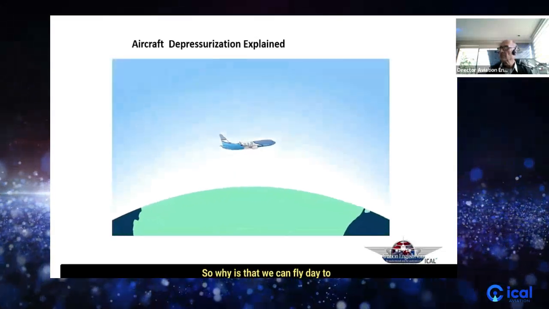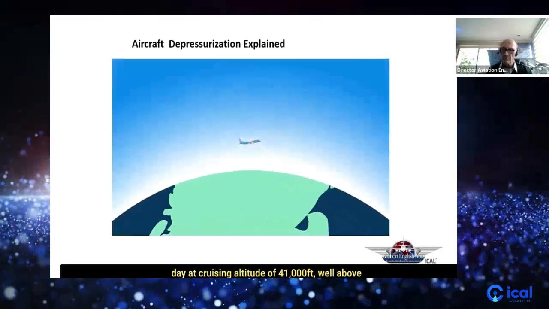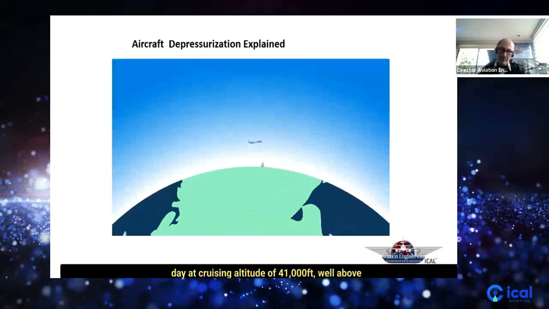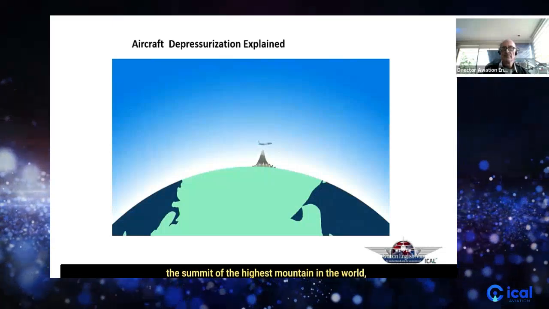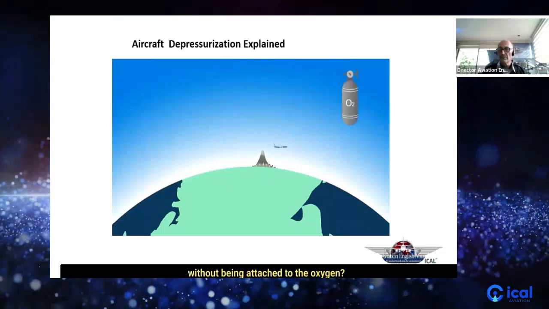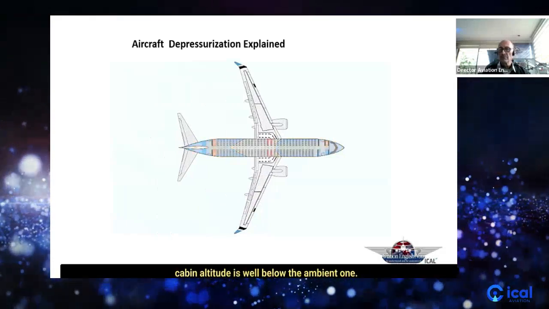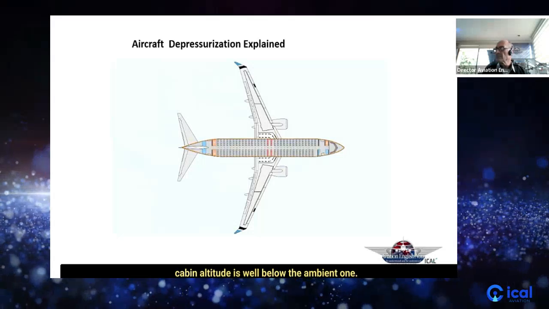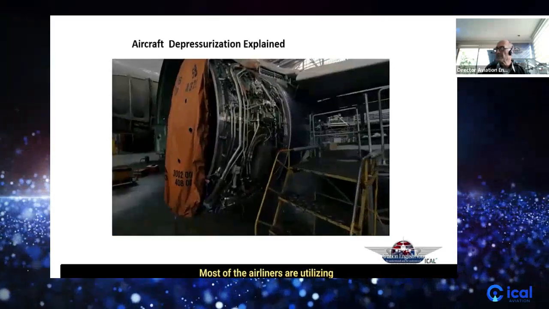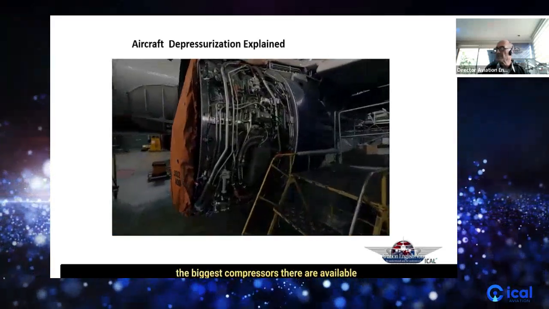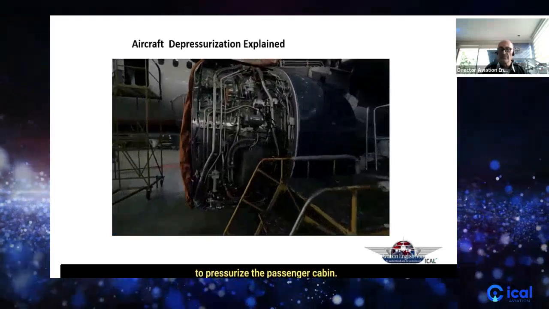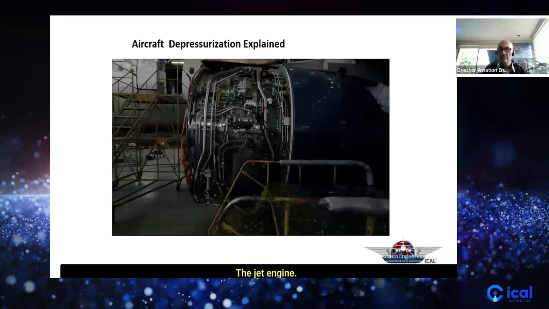So why is that we can fly day to day at cruising altitudes of 41,000 feet, well above the summit of the highest mountain in the world, without being attached to the oxygen? Well, it's because the aircraft cabin is pressurized and the cabin altitude is kept well below the ambient one. Most of the airliners are utilizing the biggest compressors there are available to pressurize the passenger cabin, the jet engine.